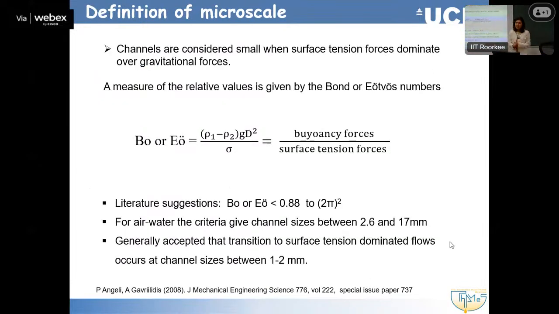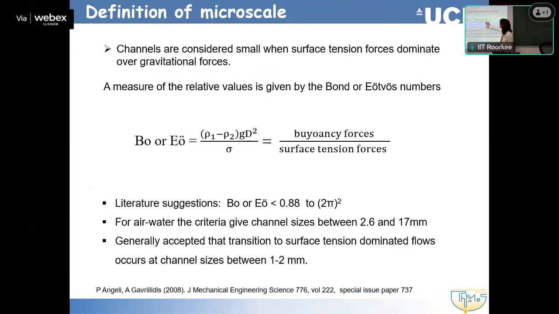Let me go right now to this definition of microscale, slightly with some equations. So what is small? We say micro, small channels, but what is actually small? It's a little bit of a vague concept. So the main way to check if a channel is small is to see if the surface tension forces dominate over the gravitational forces. That's the primary thing we would be looking at.